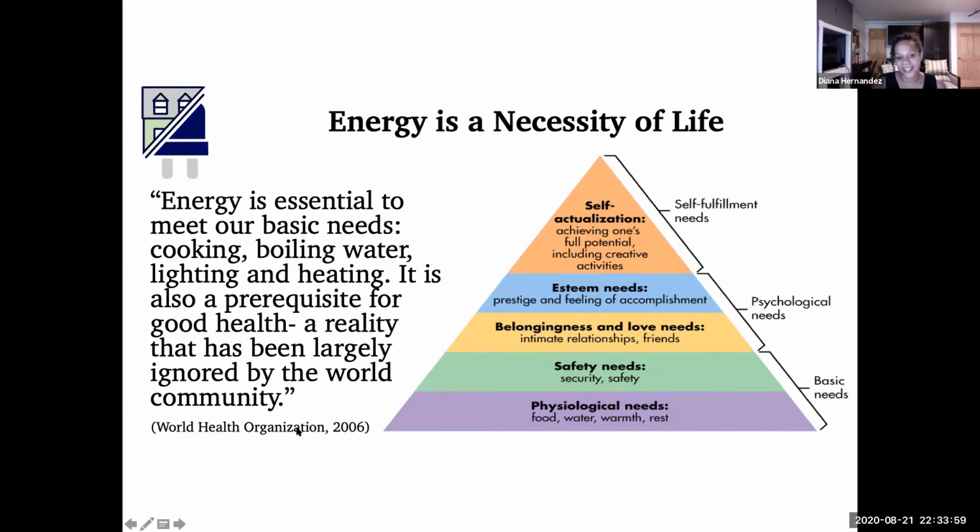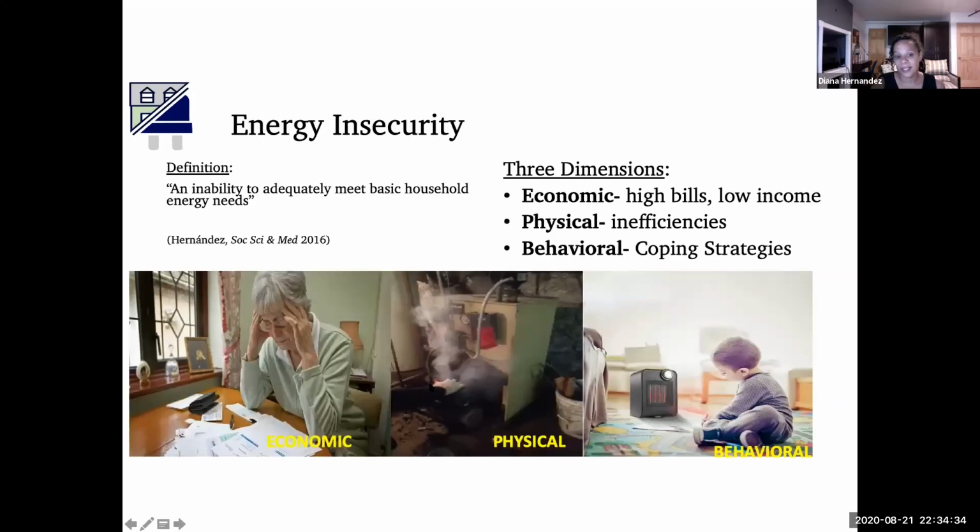The World Health Organization, which has gotten a lot of attention in the COVID context, has also been an important voice in raising awareness about how energy is so essential to life. And then they also acknowledged back in 2006 that this has been ignored by the world community. Their reference, though, was really about the developing world, and how we lack energy infrastructure in an equitable way around the world. But this is also a domestic issue. And so how do we understand these issues?